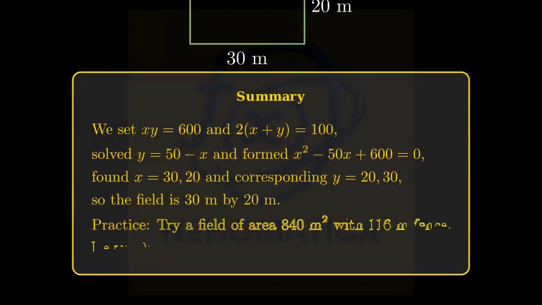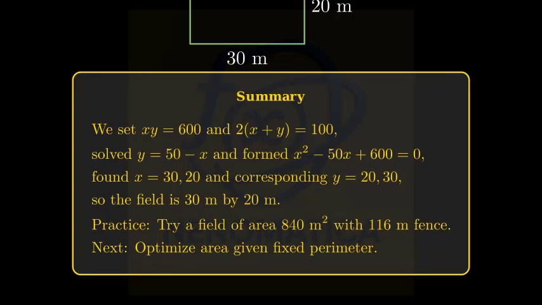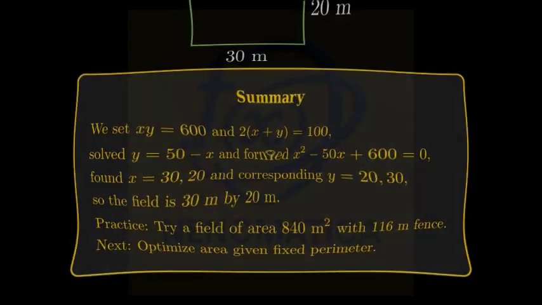In summary, we set xy equals 600 and 2 times (x plus y) equals 100. We solved for y equals 50 minus x and formed the quadratic equation x squared minus 50x plus 600 equals 0. We found that x equals 30 or 20 with corresponding y values of 20 or 30. Therefore, the field is 30 meters by 20 meters. For practice, try solving a similar problem with a field of area 840 square meters enclosed by 116 meters of fencing. Next, you could explore how to optimize the area of a rectangle given a fixed perimeter.